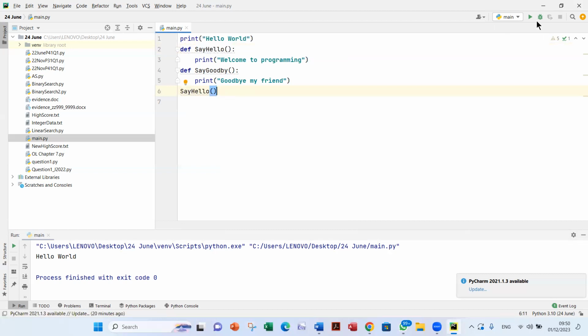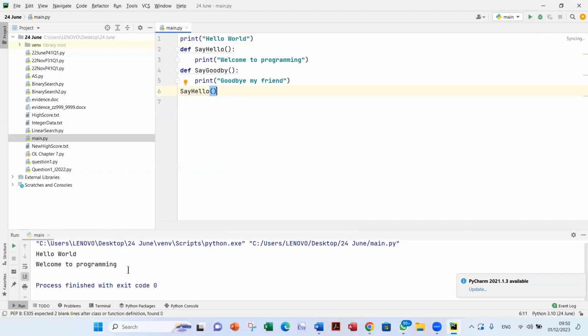Let us run it. See, welcome to programming is performed. But say goodbye is not performed because it hasn't been called yet. Let us call say hello again. Okay, we can call it several times.